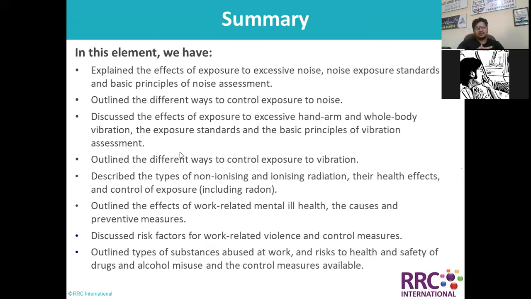So that was element number 5, and what we have discussed so far, we discussed some of the hazards like noise. We discussed the different ways of controlling noise. We also discussed vibration and its controls, and also non-ionizing and ionizing radiations and their health effects with some controls. We also discussed mental ill health and its causes and preventive measures. We also discussed work-related violence and its controls, and also substance abuse at work and risk to health, and most importantly, their control measures as well. So that was all about element number 5.